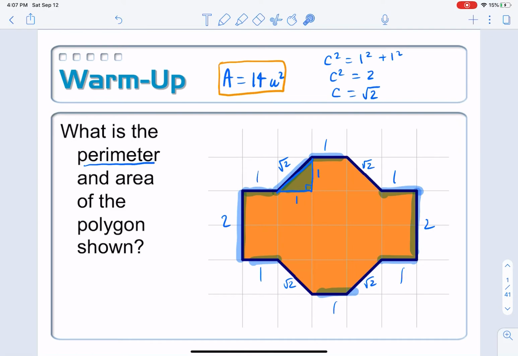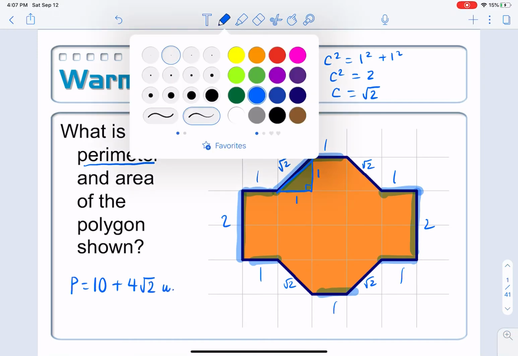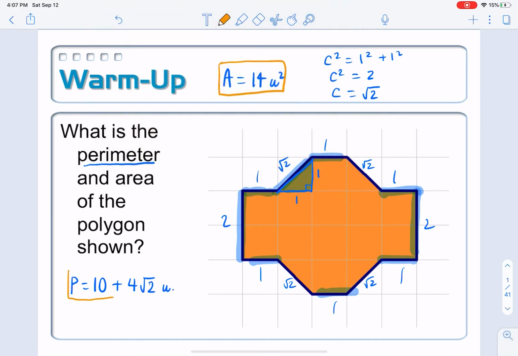So as far as the whole numbers go, we have 10 plus, and now all the slanted sides, each one of those is a square root of 2. And I have a total of 4 of them. Think of this as like an x. That's an x, and then I have 4 times x. I'm going to write it in the same kind of way. 4 square root of 2 units. And this is the exact form of this answer, the exact length.